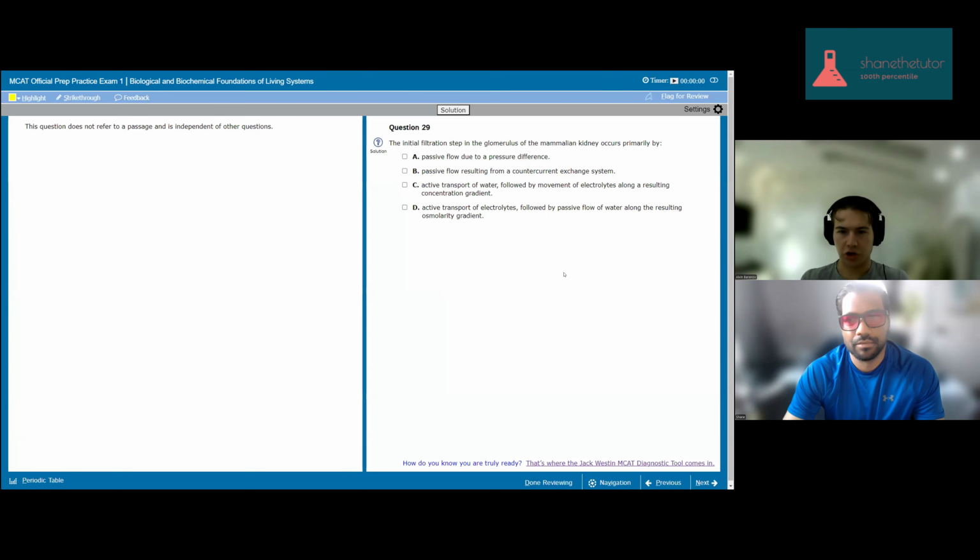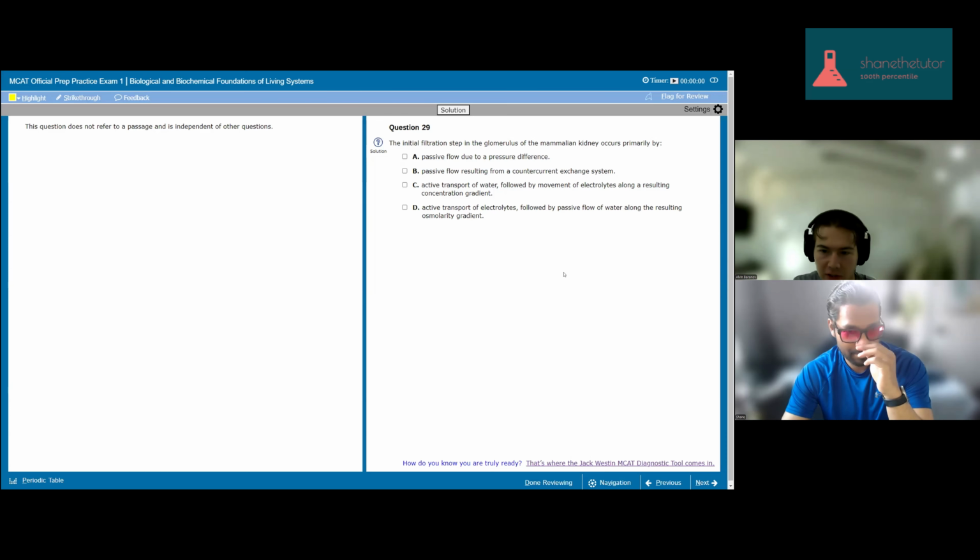Okay, yeah. The initial filtration step in the glomerulus of the mammalian kidney occurs primarily by A, passive flow due to a pressure difference; B, passive flow resulting from a countercurrent exchange system; C, active transport of water followed by movement of electrolytes from the resulting concentration gradient; and D, active transport of electrolytes followed by passive flow of water along the resulting osmolarity gradient. I just got tricked by this. I put B, I saw countercurrent exchange and just kept going. Uh-huh. But yeah, got it.